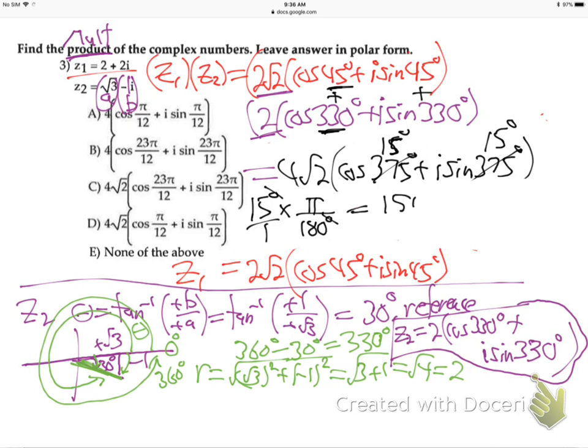So what do you got? 15 pi over 180. No more degrees. Degrees have canceled, so I must be in radians. Reduce that. Use calculator. 15 goes into 180. I imagine it's 12, isn't it? 150 and 30. Yeah, it's pi. So pi over 12 on that.